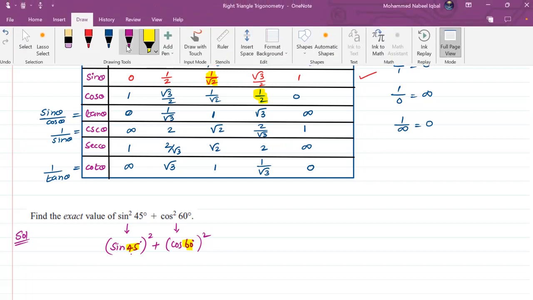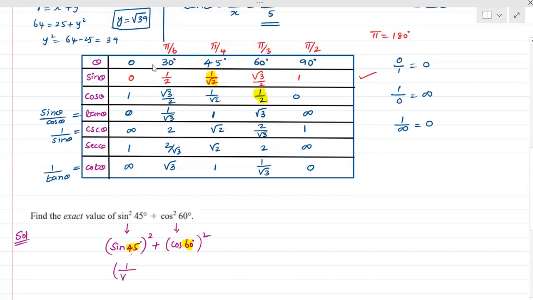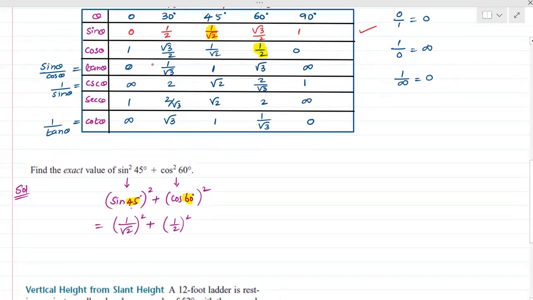So I write the same thing in terms of values: 1 over root 2 whole square plus 1 over 2 whole square. Now simplify after squaring. You will get 1 over 2, the root gets cancelled, plus 1 over 4. So how will you simplify? Cross multiply with 8: 4 plus 2, which equals 6 over 8. It can cancel by 2 as a common factor, giving 3 over 4. So this is the final answer.